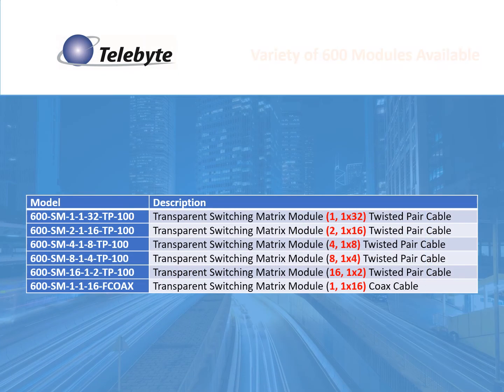There are a variety of 600 modules to choose from, each with its own matrix features. Today we discussed the 1 1x32 matrix, but we also have 2 1x16s, 4 1x8s, 8 1x4s, a 16 1x2, and then finally a coax version that has 1 1x16.